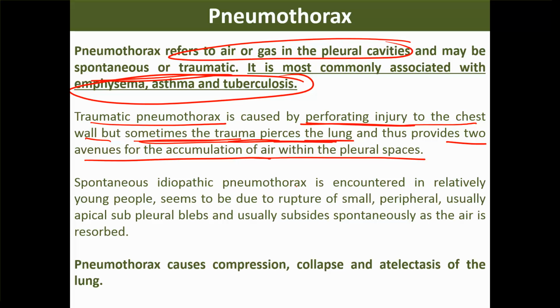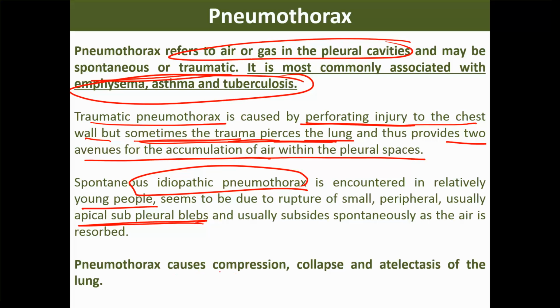Now coming to spontaneous idiopathic pneumothorax, which means we don't know exactly what the cause of the pneumothorax is. It is called idiopathic pneumothorax, which happens in young people, and for unknown reasons there are some apical subpleural blebs, which are small dilated air spaces that rupture and cause idiopathic pneumothorax.